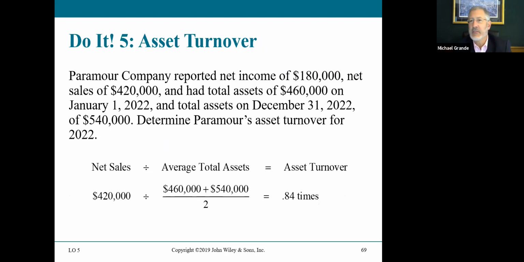Here's an example of an asset turnover. The company reported net income of $180,000, net sales $420,000, and had total assets of $460,000 at the beginning of the year, $540,000 at the end of the year. So what is the asset turnover? Net sales divided by average total assets. Asset turnover 0.84 times.